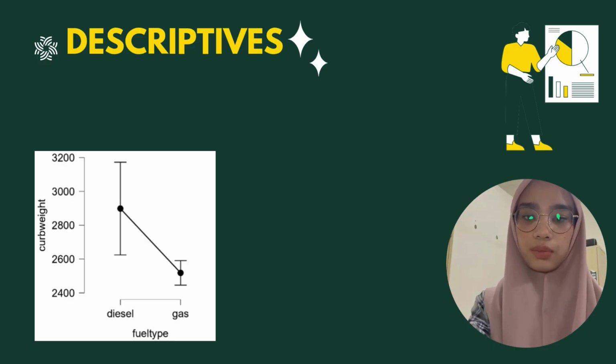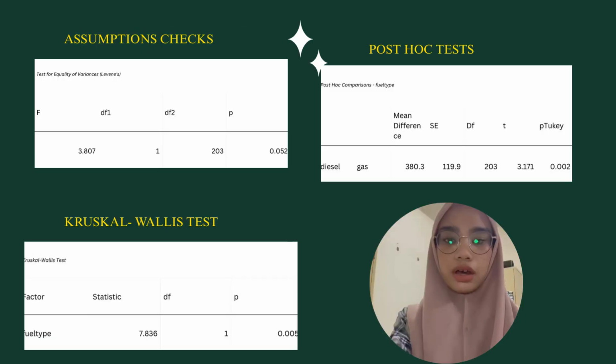If we look at the plot, clearly the bar for diesel is higher than petrol, so visually diesel cars do have higher curb weight. Assumption checks. Before that, I checked the assumption using Levene's test for equal variance. The p-value is 0.052, which is more than 0.05. So the assumption of equal variance is met. That means ANOVA results are valid.